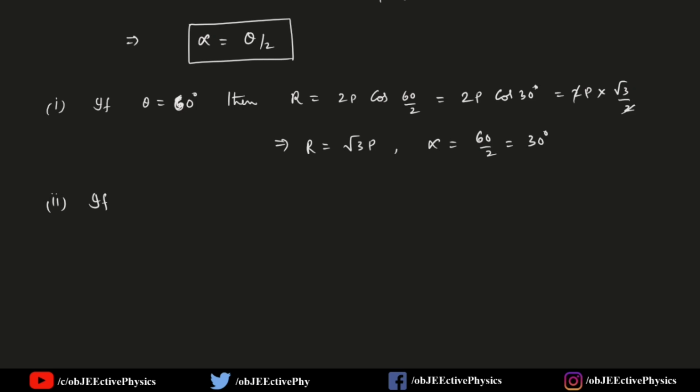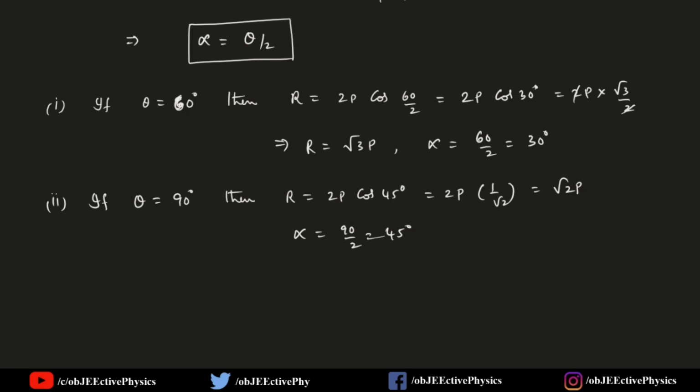Suppose the angle between P bar and Q bar is 90 degrees. Two equal vectors are inclined at 90 degrees, mutually perpendicular. Then R is equal to 2P cos 45 degrees, 90 by 2, that is equal to 2P into 1 by root 2. So 2 can be written as root 2 into root 2, one root 2 cancels in numerator and denominator. So root 2P. And alpha is equal to 90 by 2, that is equal to 45 degrees. I explained this second one already.